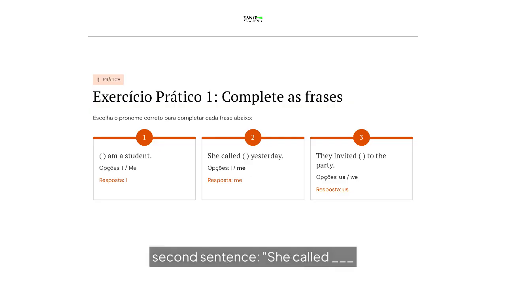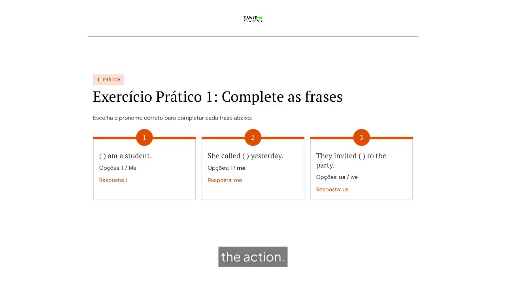Next, let's look at the second sentence. "She called blank yesterday." Here, your options are I or me. Remember, the pronoun should indicate who is receiving the action. In this case, me is correct, as it shows that you are the one being called.